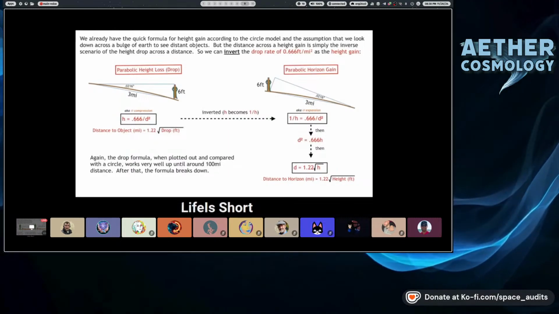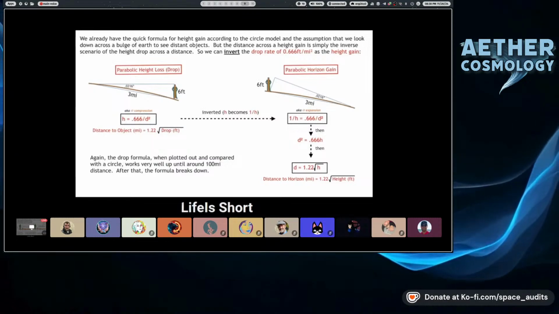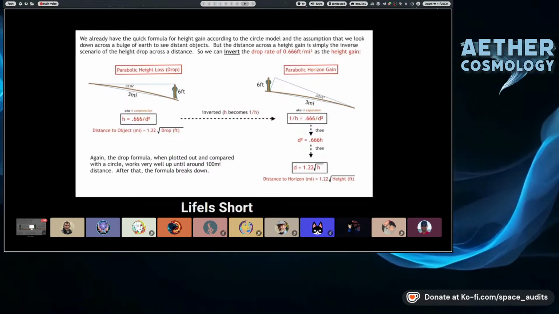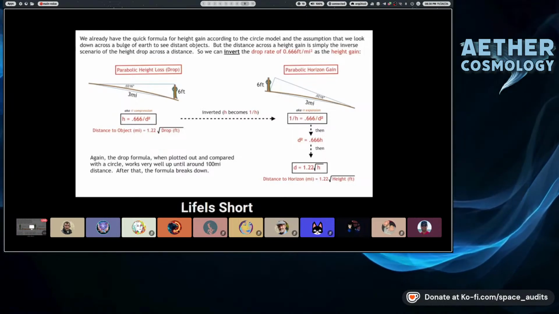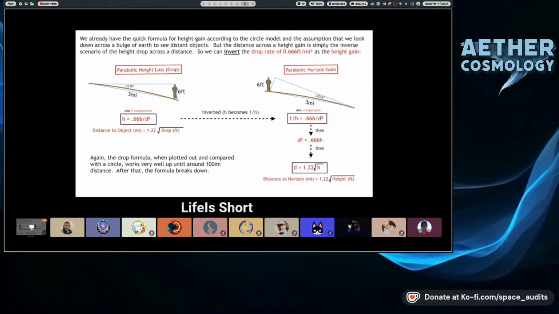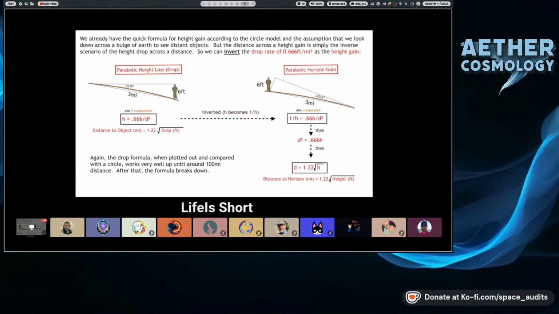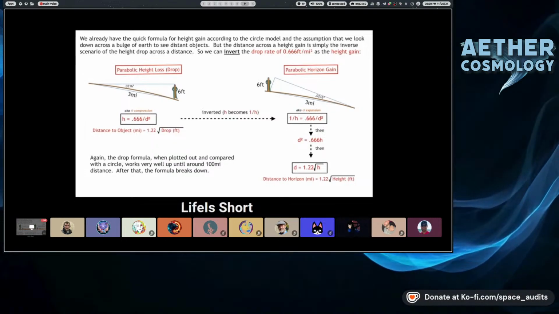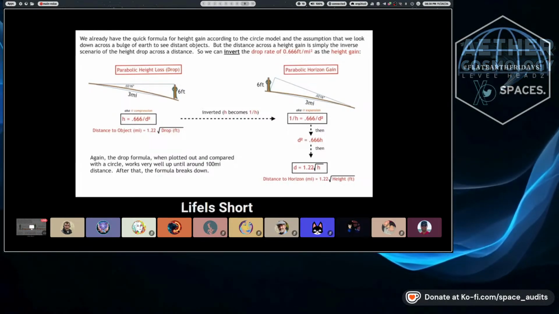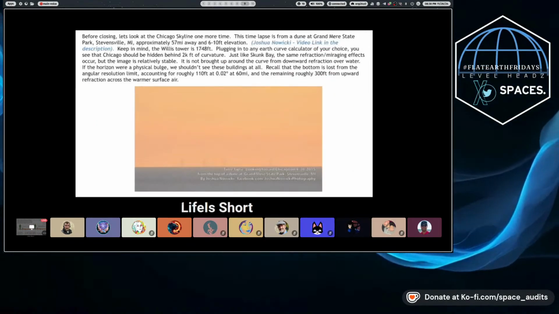And we can then solve for distance, and it becomes 1.22 times the square root of h, like we derived earlier. And they are, again, very similar in that respect. So the parabolic horizon gain is much more accurate to a circle. But again, the drop formula, when plotted out and compared with the circle, works very well up until 100 miles. And after that, that aspect of the formula breaks down.